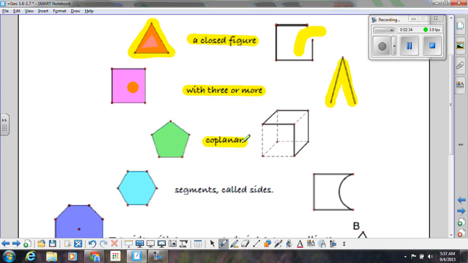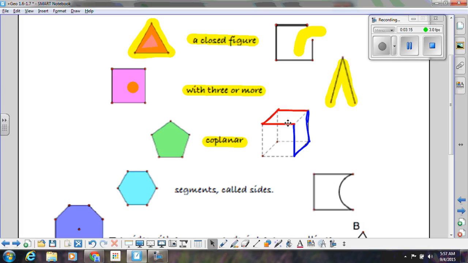Coplanar means that the sides have to be coplanar, and usually we don't have to worry about that. Usually the 2-dimensional objects that we're drawing are coplanar. However, if I were to trace the edges here on this box that they're talking about, so this edge and this edge, notice that these 3 segments are on the top side of the box, and then these 3 edges are on the side of the box. So if I was looking at this within a 3-dimensional context, then that would not be a polygon.